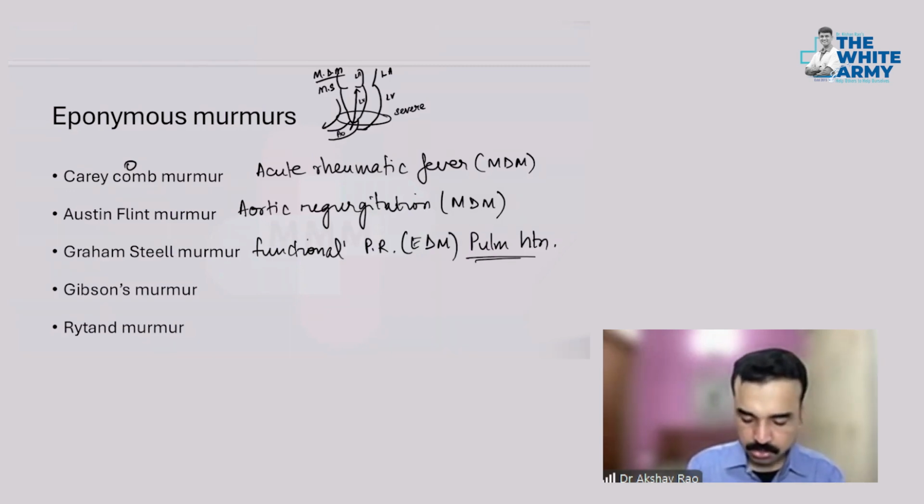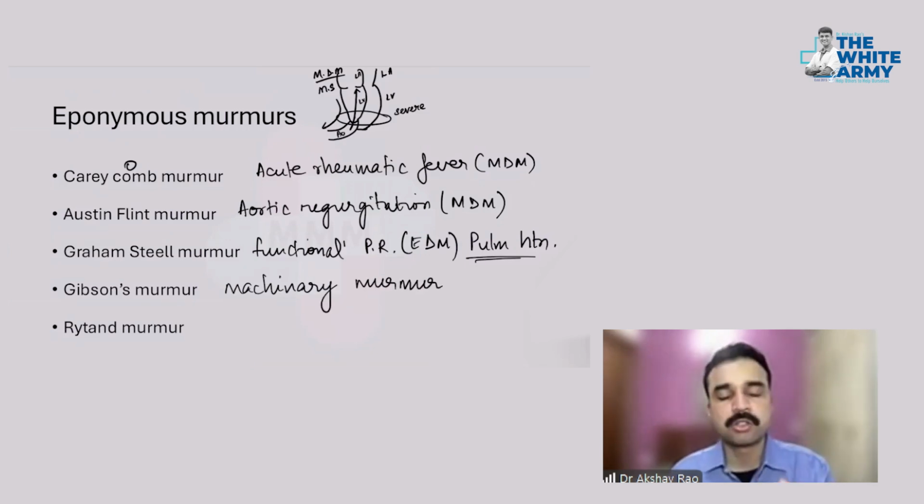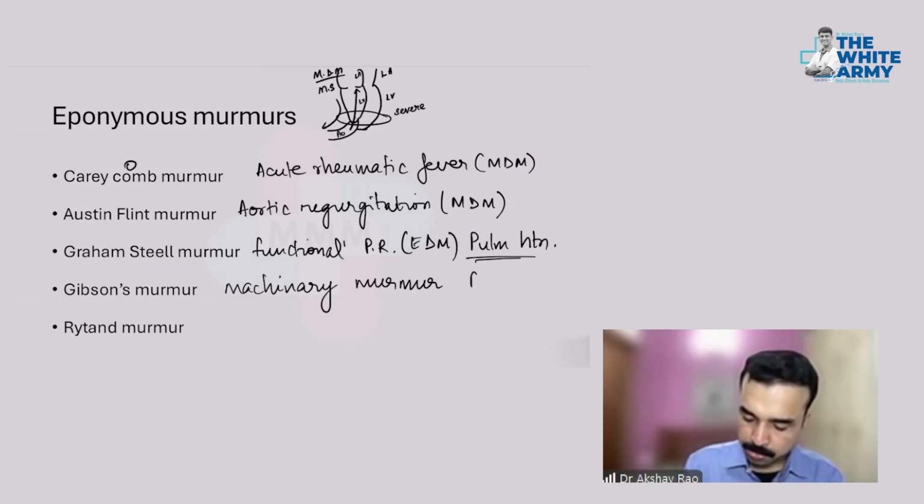Gibson's murmur, you guys know, is not truly diastolic. It is a continuous murmur. It's the machinery murmur, which is appreciated in patients with PDA. Machinery murmur, continuous murmur, right? It not just lasts in systole, it continues through the S2 into diastole. So the machinery murmur of PDA is known as Gibson's murmur.